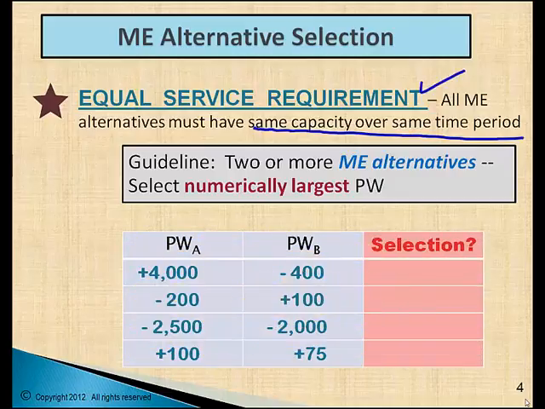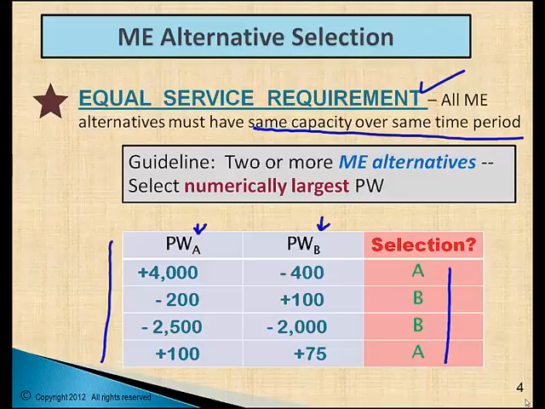Here are some examples. We have shown the results of 4 different problems, and each has 2 alternatives. Look at these present worth values and write down the selected alternative for each of the 4 cases. Here are the right choices. A, B, B, A. Did you get them all correct?